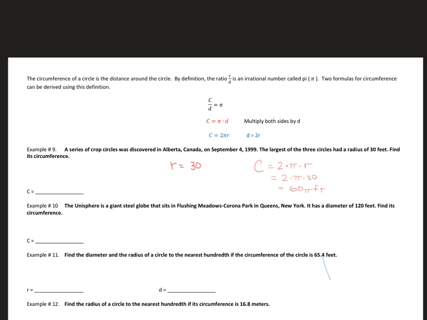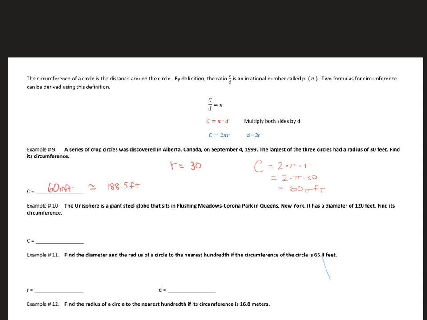That's an exact answer. So I could write my answer as 60 pi feet, or I could approximate what 60 pi feet is on my calculator. And that is about, if I say I want to round that to the nearest tenth, 188.5 feet. That is the distance around.